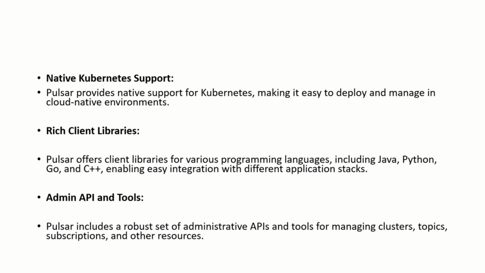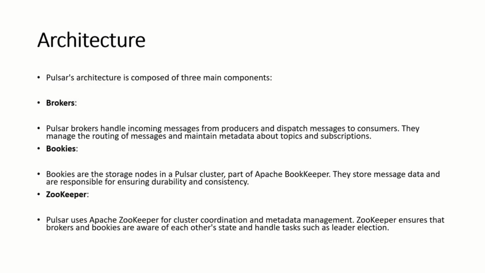So these are the features of Apache Pulsar. Coming to the next slide, here is the architecture. So Pulsar architecture is composed of three main components. Briefly, we are going to discuss the architecture of Apache Pulsar, its three main components, what they are and how they work.